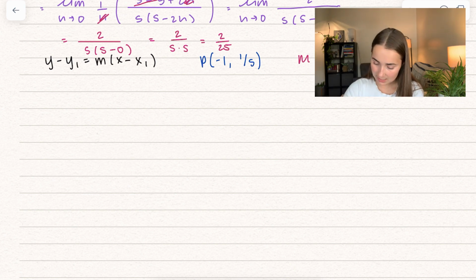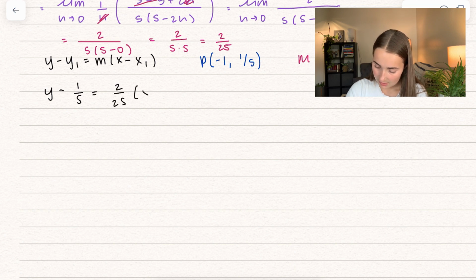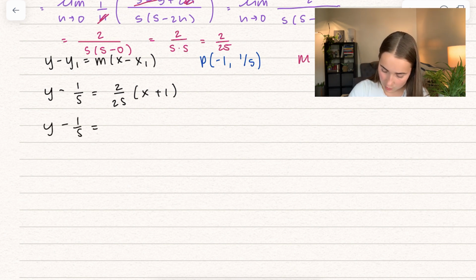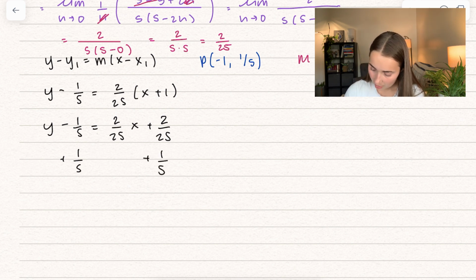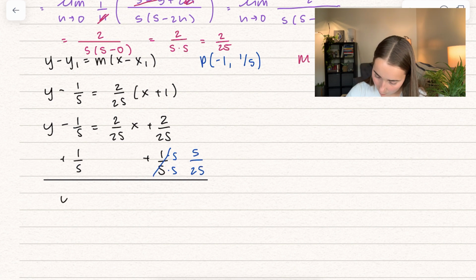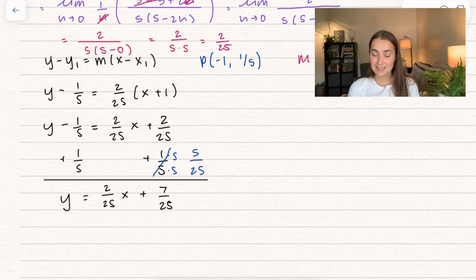So let's go through this. I get y minus 1/5 equals 2 over 25 times (x plus 1), because I subtract a negative 1. I'm going to multiply that through, so I get 2/25 x plus 2 over 25, and I'm going to add that 1/5 to both sides. So remember, our 1/5 can be rewritten as 5 over 25, just by multiplying the numerator and the denominator by 5. That way I get a common denominator, and when I add all of this up, I get y is equal to 2 over 25 x plus 7 over 25. And that's the equation of my tangent line.